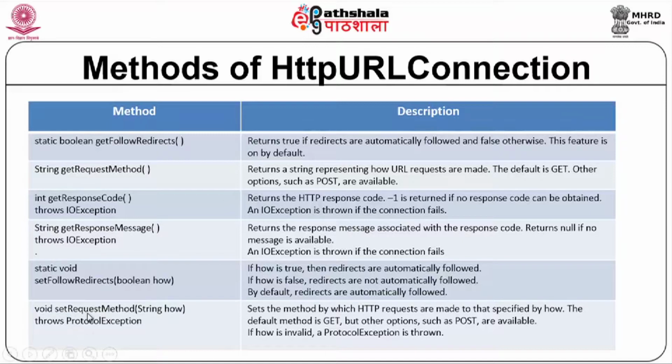And you can also set a request method using the method called setRequestMethod. So, set the method by which you make the HTTP request. Either it can be a GET method by which you make an HTTP request, or it can be a POST method. If the value provided is invalid, it throws an exception called ProtocolException. So, these are some of the methods that are implemented in the subclass of the URLConnection class called HttpURLConnection, which is also useful when you want to make HTTP connections between the systems.